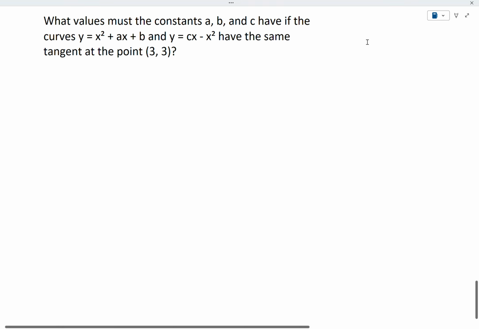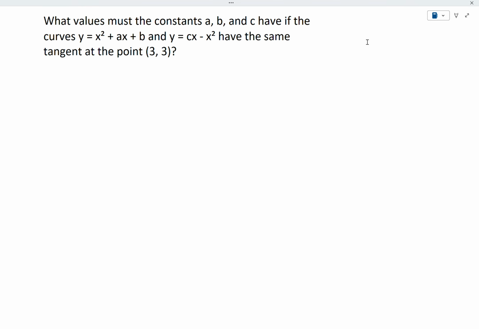In this video, we're going to be doing a calculus problem that relates to the tangents of two curves. So here are our two curves. We've got y equals x squared plus ax plus b, and y equals cx minus x squared. And our goal is to figure out the values of a, b, and c so that both of these curves have the same tangent at the point (3, 3). So we're looking for the values of a, b, and c.